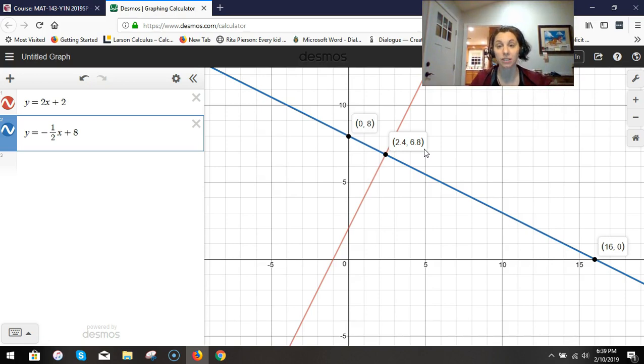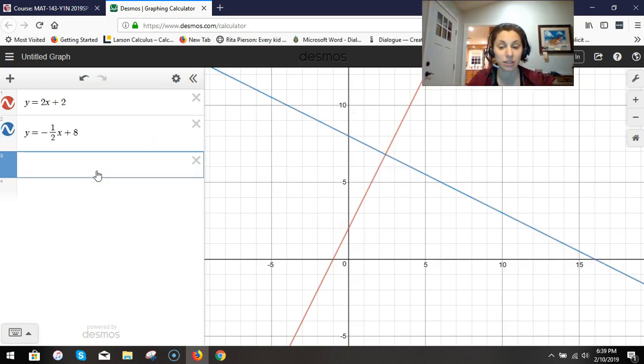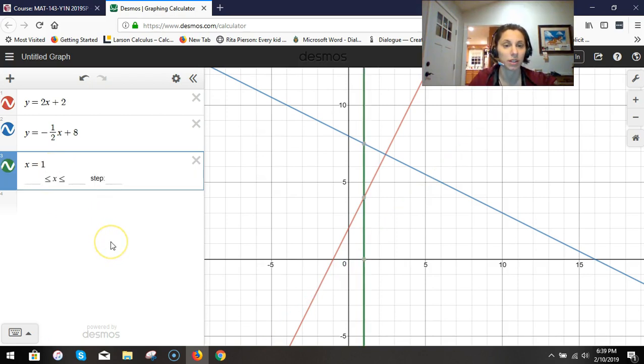But if those lines represent something, say cost and revenue when you have a business, then this intersection point would mean something, and that would be the break-even point. So let's say that the blue line is your cost and the red line is your revenue, how much money you're making. This would be the point where you didn't make any money, but you didn't lose any money either. I'm going to put in a slider so that I can move this around a little bit, although this doesn't seem to want to cooperate.